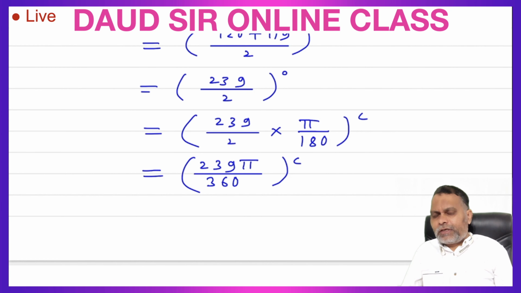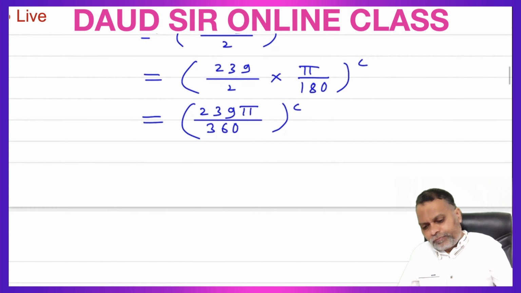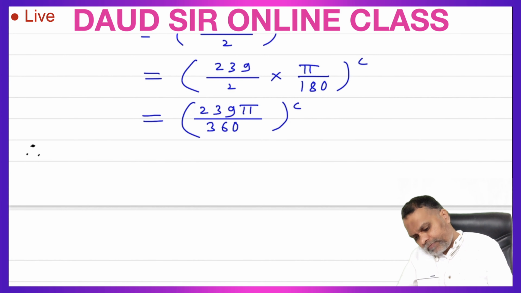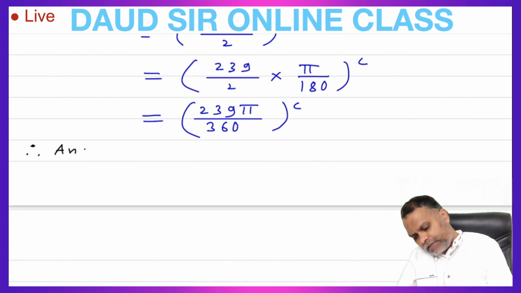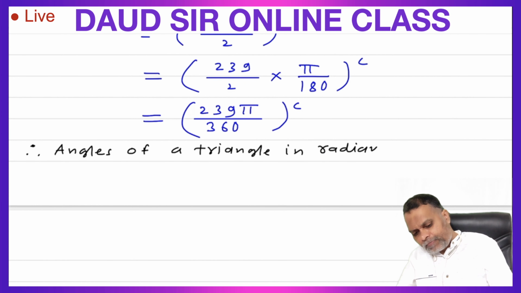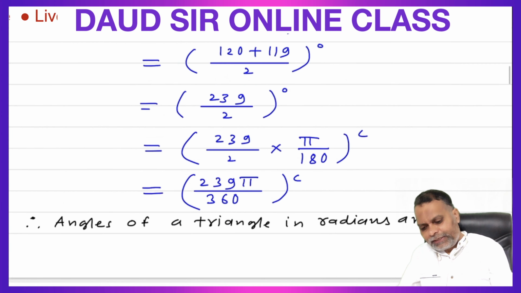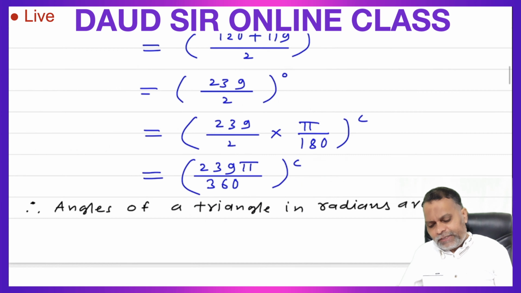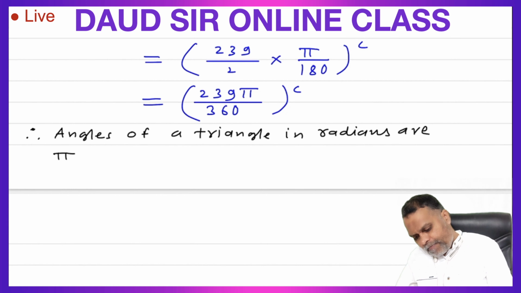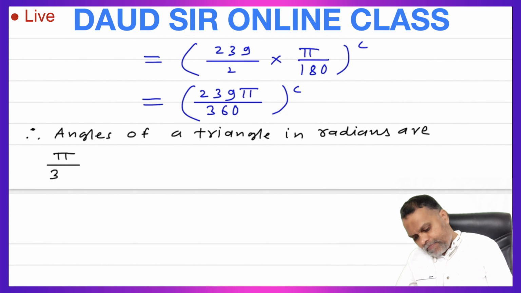Therefore, the angles of a triangle in radians are pi by 360, pi by 3 and 239 pi by 360.